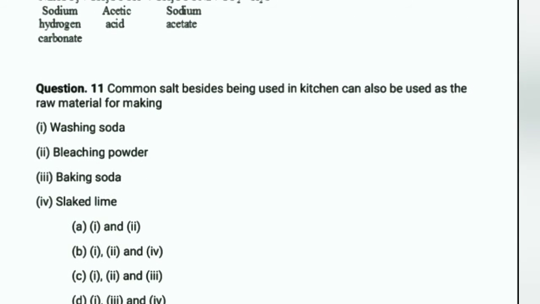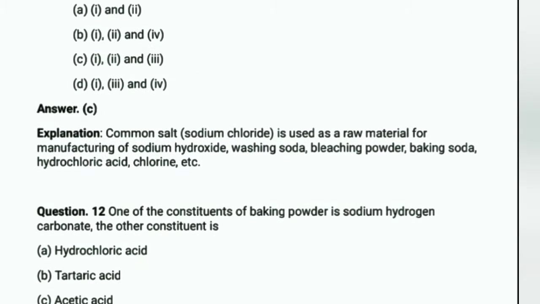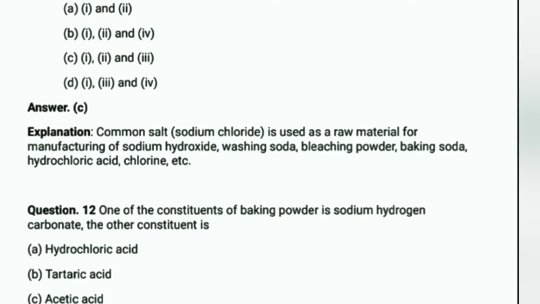Question 11. Common salt, besides being used in the kitchen, can also be used as the raw material for making washing soda, bleaching powder, baking soda. 1, 2, 3. C number answer. Explanation: Common salt is used as a raw material for manufacturing of sodium hydroxide, washing soda, bleaching powder, baking soda, hydrochloric acid and chlorine etc.